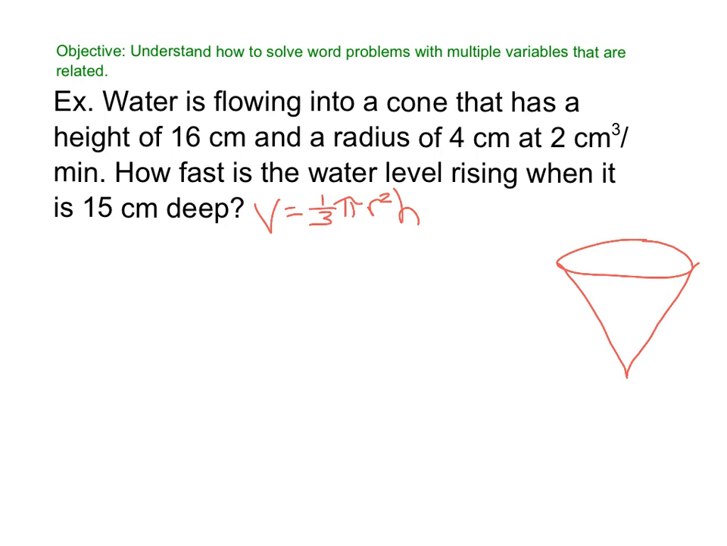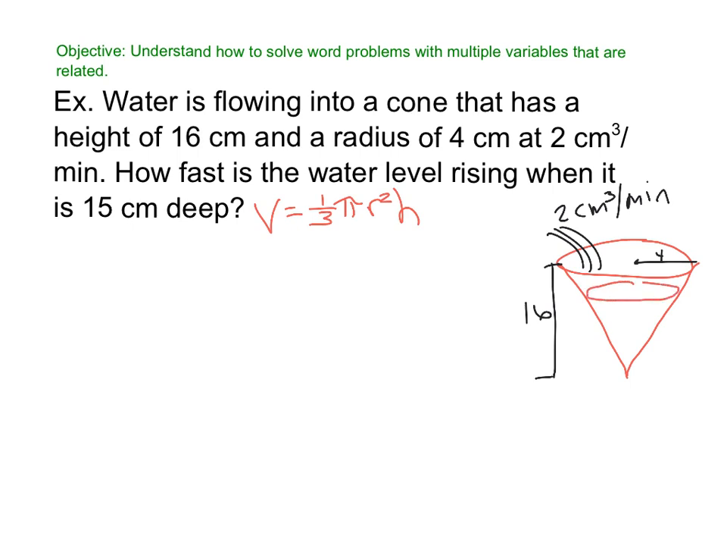The cone, now here's the tricky thing with this one. They're giving you multiple things. So they say the height of the cone is 16 and its radius is 4. So we have this 4 and this is 16, right? Water is flowing in at 2 centimeters cubed per minute. How fast is the water level rising when it's 15 deep? So we know the height is 16, but then they're also giving me 15. So what are we going to do there? So that's a little tricky.